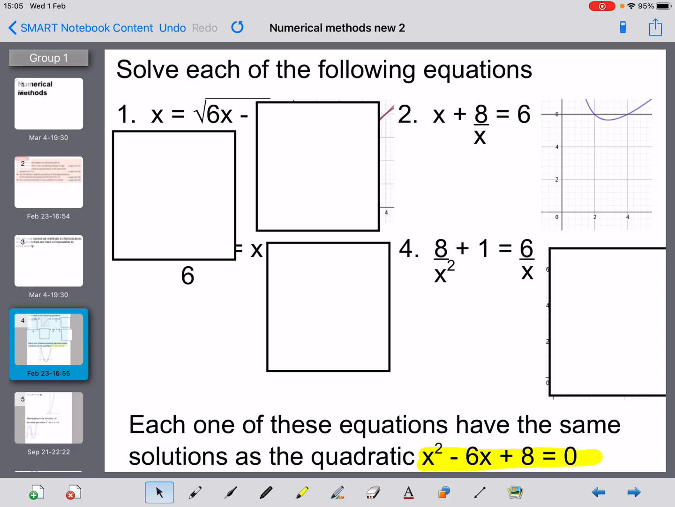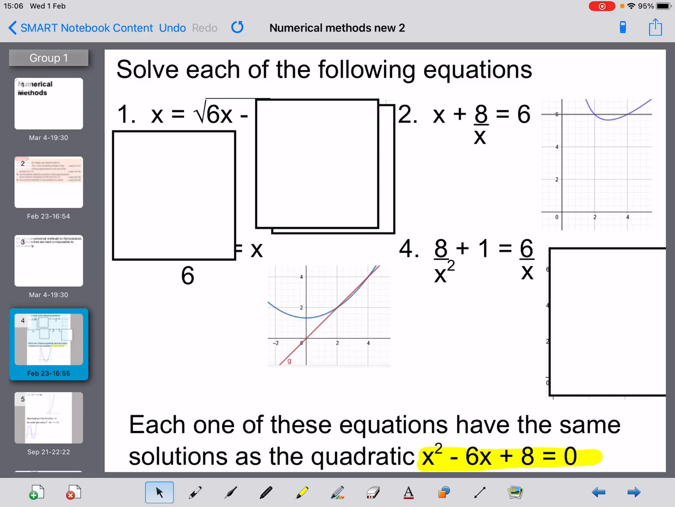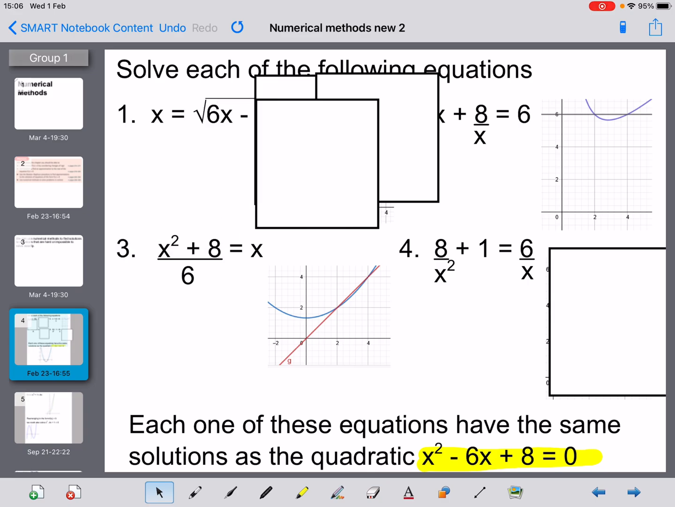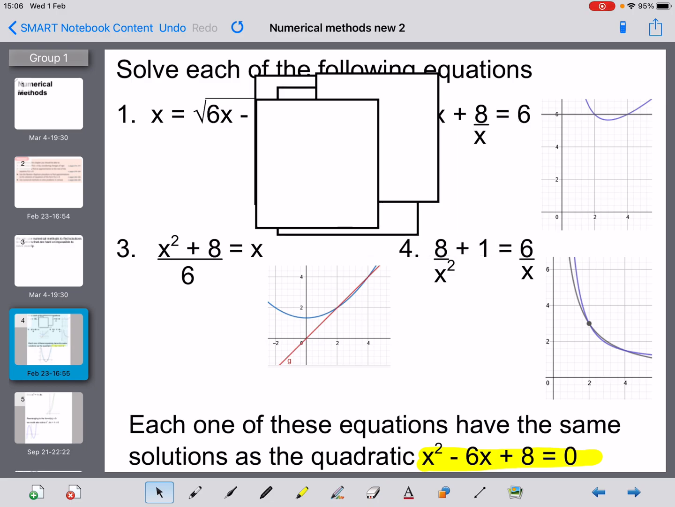Here, the blue curve is the graph of y equals x plus 8 over x, and the red line is y equals 6. So by solving that quadratic, you have actually worked out where those 2 graphs intersect, which is 2 and 4. And the same for the other ones. There's the graph of y equals x squared plus 8 over 6. That's the blue curve, and the red line is y equals x. And they meet at the points 2 and 4. And the same with the last one.